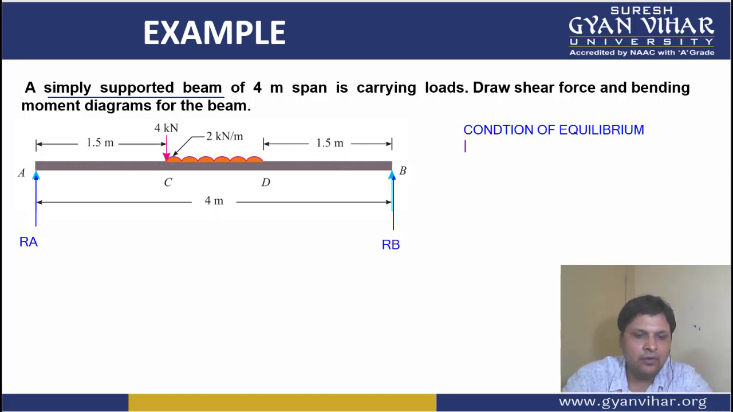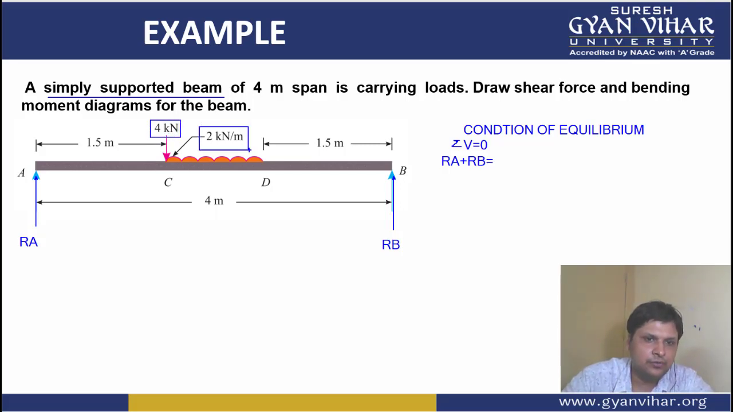According to it, the summation of all the vertical forces should be equal to 0. This will give us the relation that RA plus RB is equal to the forces which are going downwards. The forces going downwards, students, are one point load of 4 kilonewton and the other is a 2 kilonewton per meter load.